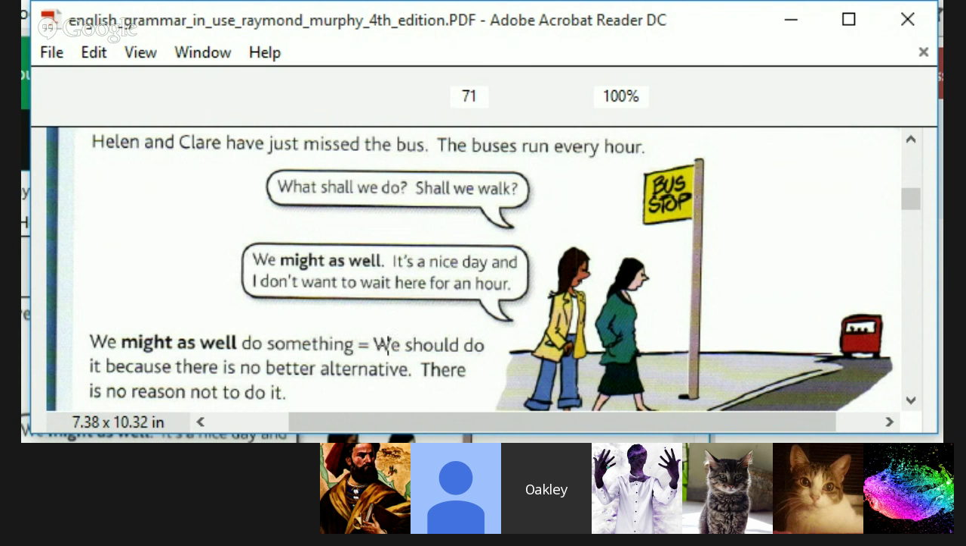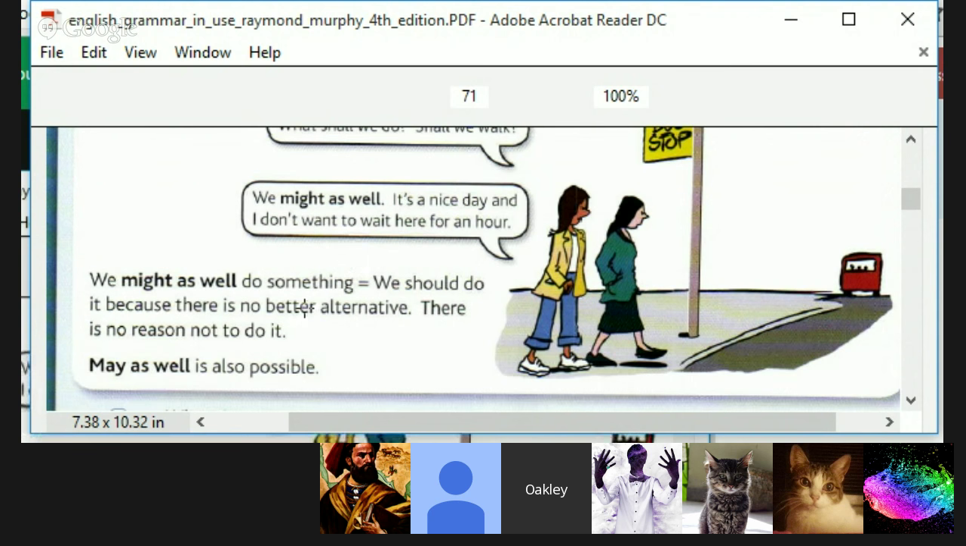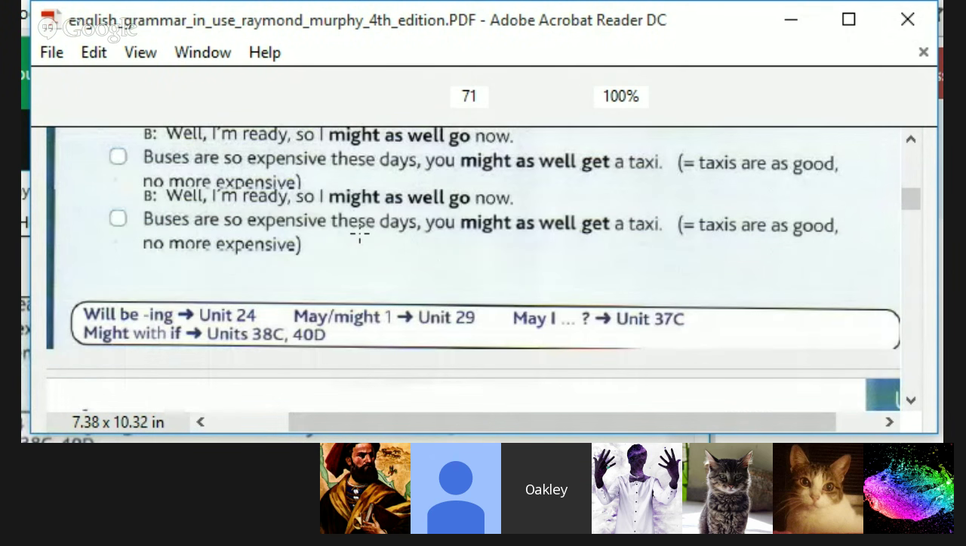So might as well do something. We should do it because there's no better alternative. There's no reason not to do it. Might as well. Doesn't matter. Might as well. Very common phrase in spoken English. May as well is also possible. I think might as well is a little more common, but again, same meaning in both of these expressions.